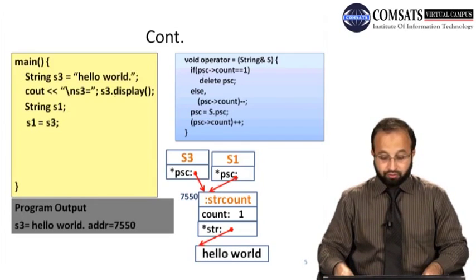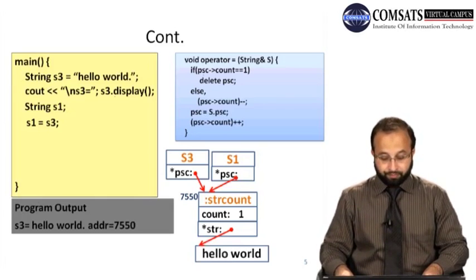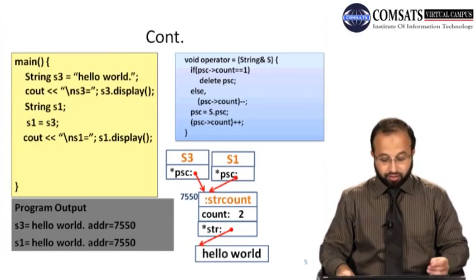Now s1 is pointing to the string count object जिसको s3 पॉइंट कर रहा था. Then जब आप इसको डिस्प्ले करेंगे, that value will be displayed, the same value will be displayed, hello world और एड्रेस उसका 7550 एड्रेस डिस्प्ले होगा.